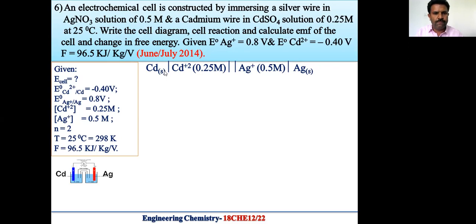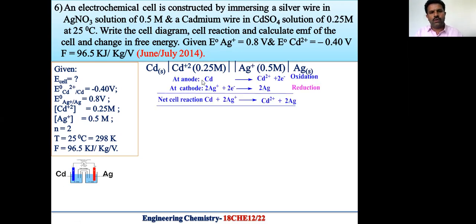The cadmium solid, which is immersed in cadmium sulfate solution of 0.25 molar concentration, is written on the left side because it's an anode, and the silver nitrate solution of 0.5 molar, in which silver is immersed and working as cathode. Anode and cathode are separated by a double vertical line. This indicates the salt bridge, and metal and solution are separated by a single vertical line. It is the phase boundary.